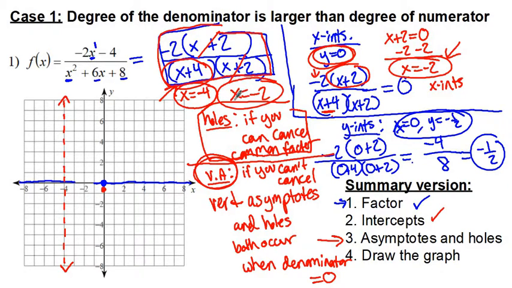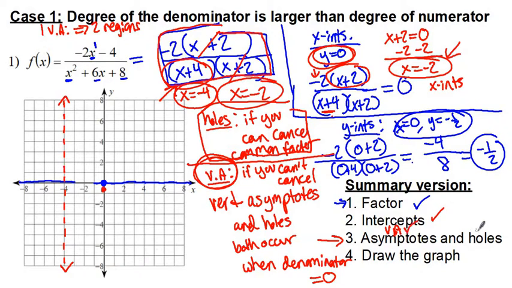The other thing to keep in mind is however many vertical asymptotes you have, that means you're going to have one extra region of the graph. So what do I mean by that? If you have one vertical asymptote, that means you're going to have 2 regions of the graph. If you had 2 vertical asymptotes, you would have 3 regions. If you had 3 vertical asymptotes, you would have 4 regions, and so on. Okay, so we took care of the vertical asymptote.